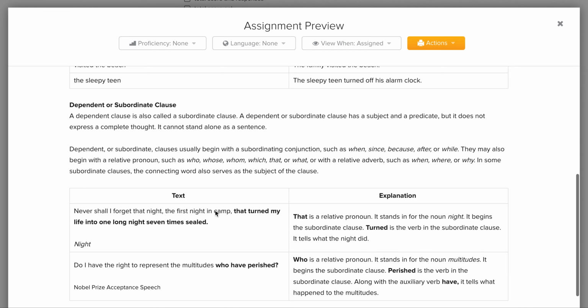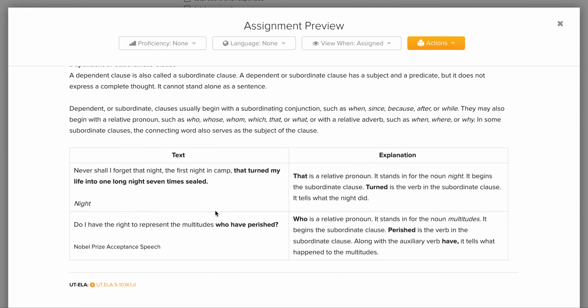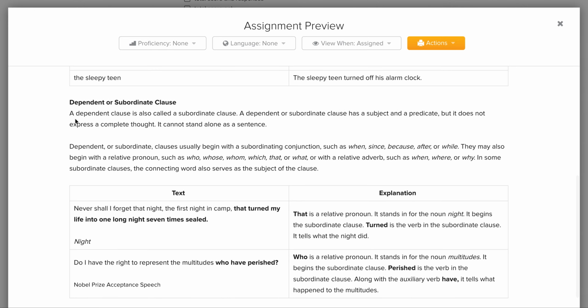All right, let's go down and take a look at some dependent clause examples. To start that off, a dependent clause is also called a subordinate clause. So keep that in mind. Independent clauses are usually called main clauses, and dependent clauses are often called subordinate clauses. Just remember that.